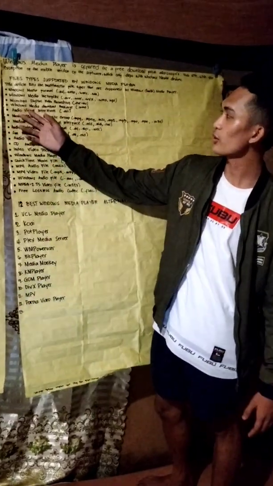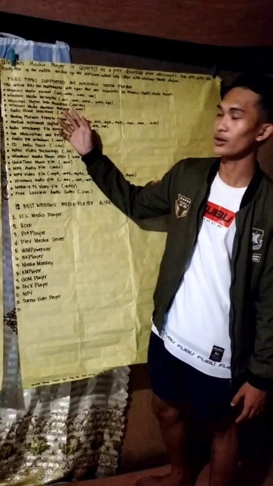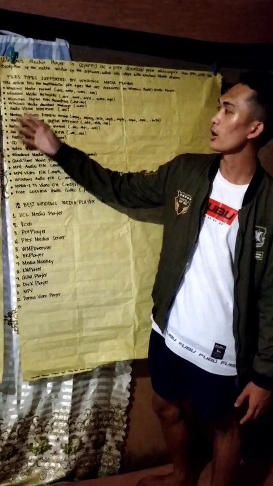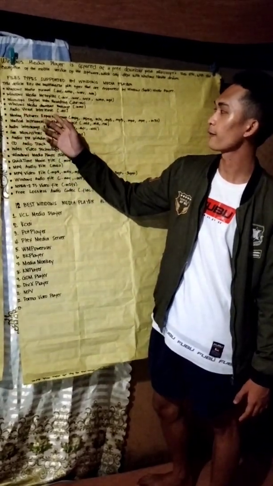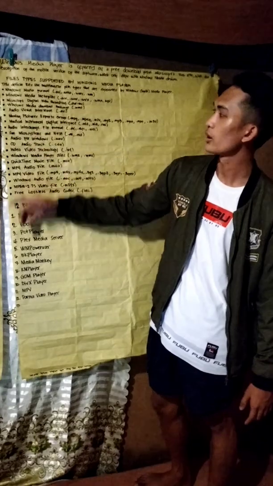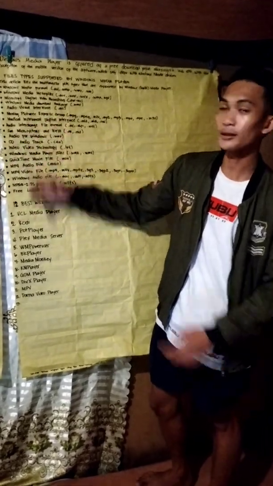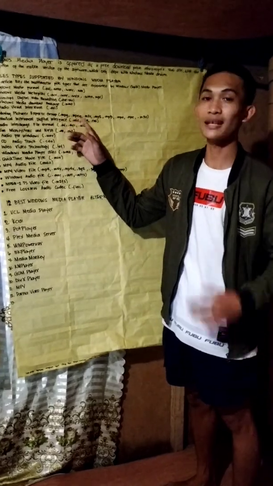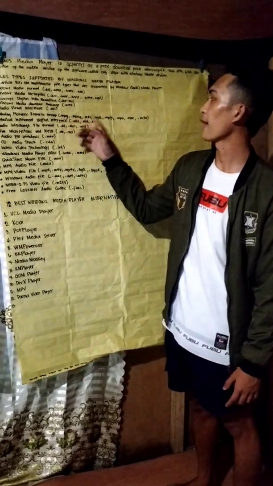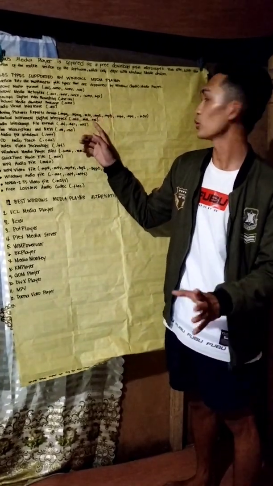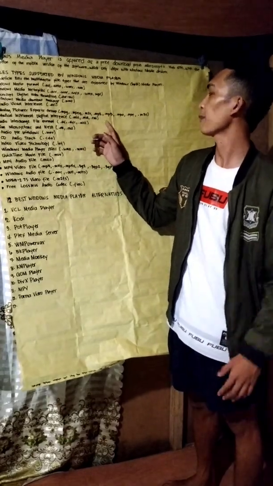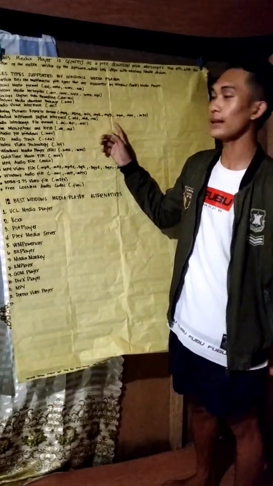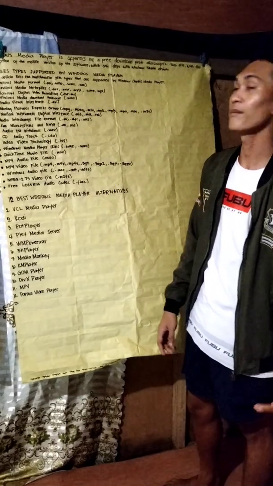We have here Windows Media Download Package. We have here Audio Video Interleave, AVI for short, Moving Pictures Experts Group, MPG, MPEG, M1V, MP2, MP3, MPA, MPE, and the last is M2V.